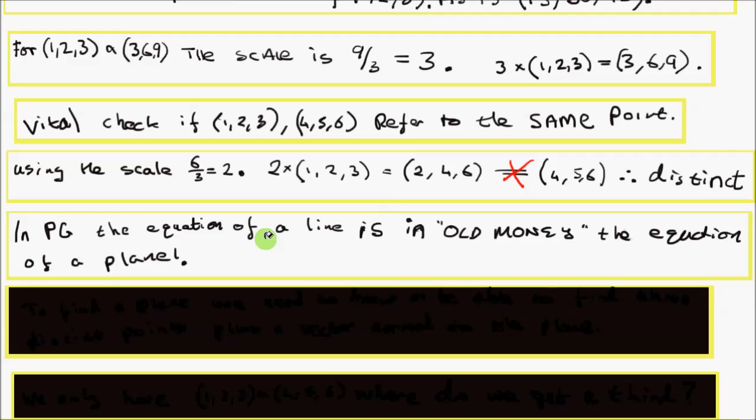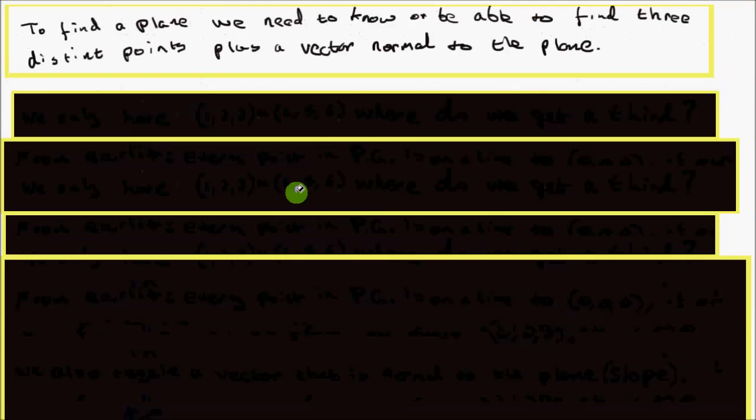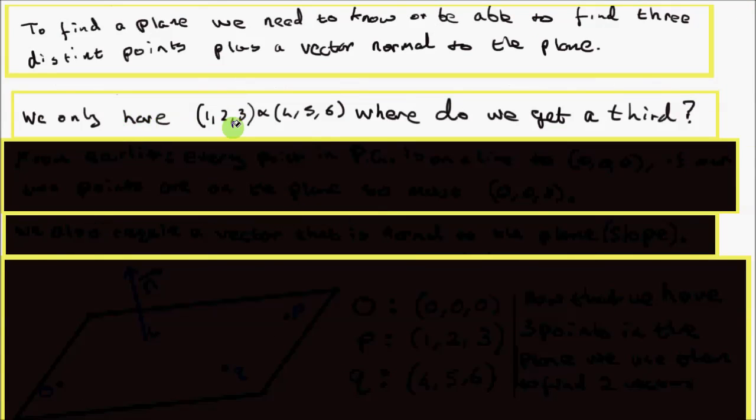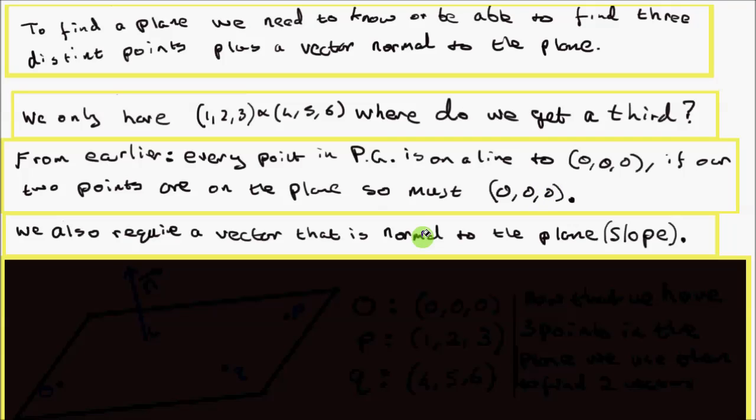In projective geometry, the equation of a line is what we might call, in old money in Euclidean geometry, the equation of a plane. To find the equation of a plane, we need to know or to be able to find 3 distinct points in the plane plus a vector normal to the plane. But we only have the points with coordinates 1, 2, 3 and 4, 5, 6. Where do we get a third point from? Well, from earlier, every point in projective geometry is on a line to the point with coordinates 0, 0, 0. If our 2 points are on the plane, so too must be 0, 0, 0.